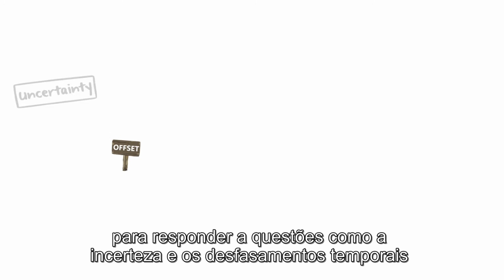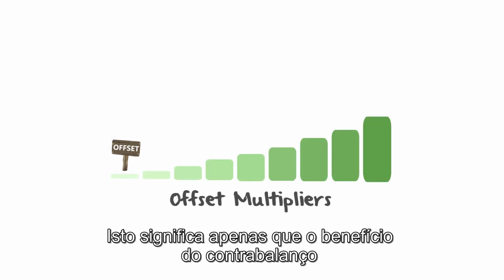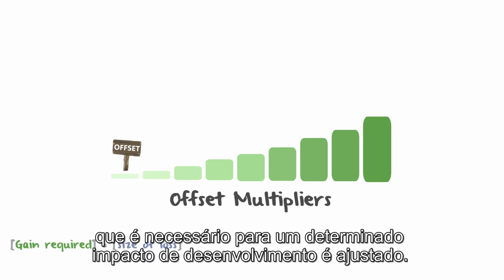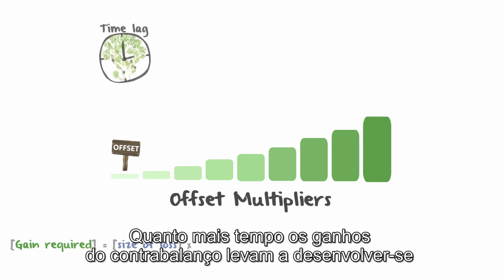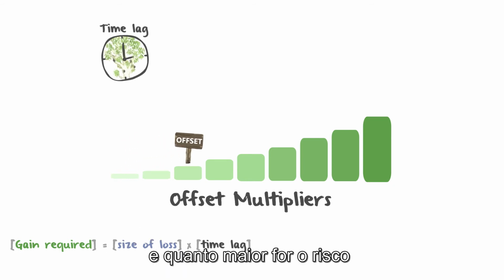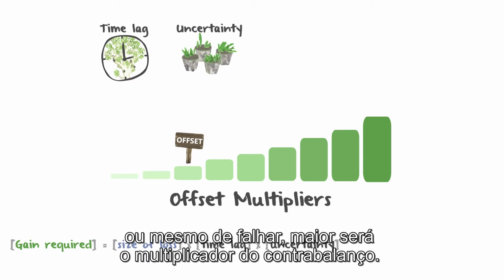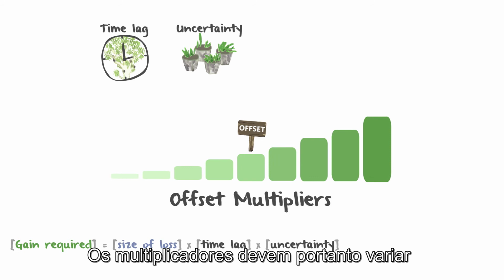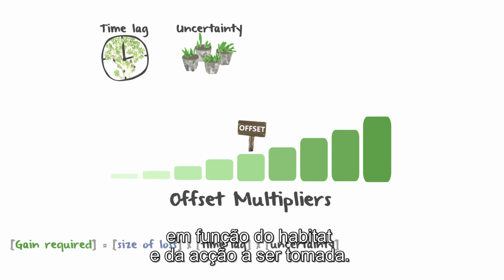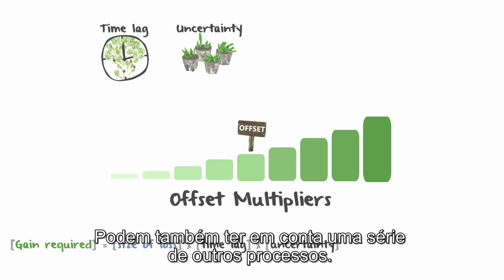One way that offset requirements are adjusted to respond to issues like uncertainty and time lags is to use offset multipliers. This just means that the amount of offset benefit that is required for a given development impact is adjusted. The longer that offset gains take to develop, and the higher the risk of the offset delivering less gain than expected, or even of failing, the larger the offset multiplier is. Multipliers, therefore, should vary depending on the habitat and the action being taken. They can also account for a range of other processes.